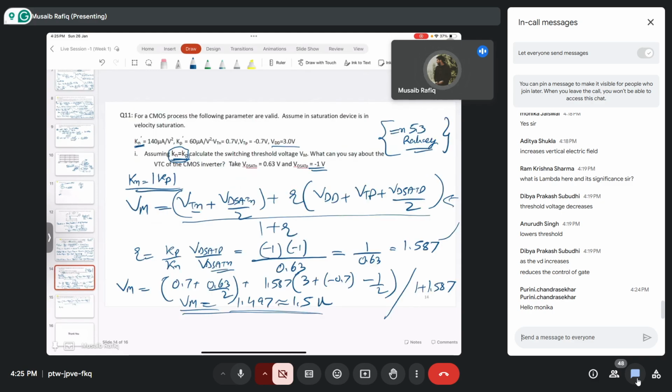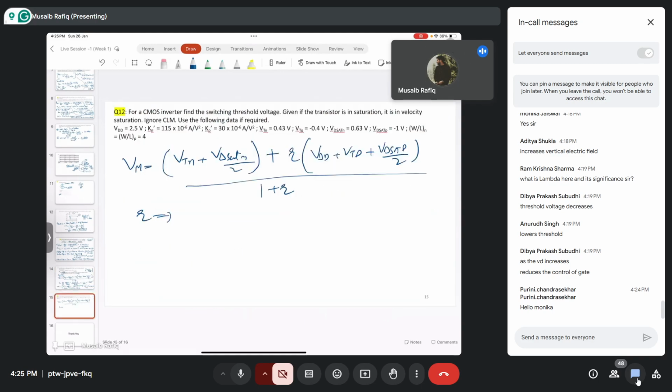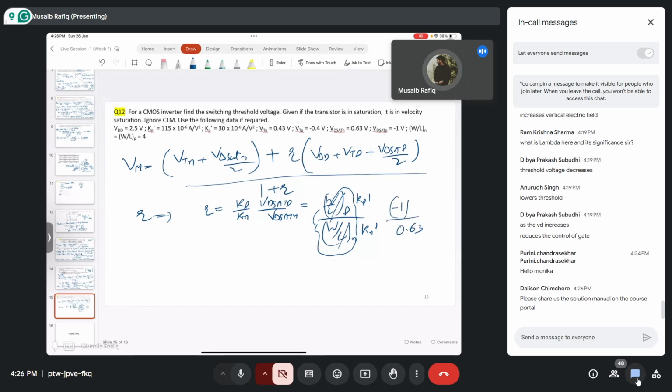Oh, I think it will be different, right? KP, KN, yeah, no, KP, KN is the same. No, it will be different. So R is equal to KP by KN times Vdsat p by Vdsat n. KP by KN will be equal to W by L of P times KP bar divided by W by L of N times KN bar. This W by L factor is the same, but KP and KN are different. And then we have this minus 1 by 0.63. KP is also negative, so the term will be positive.